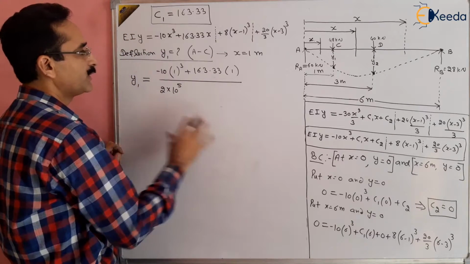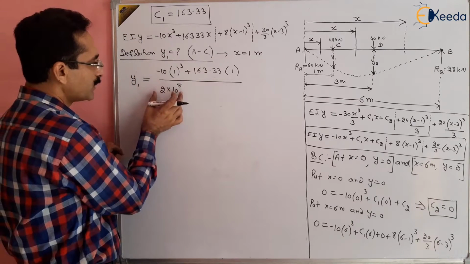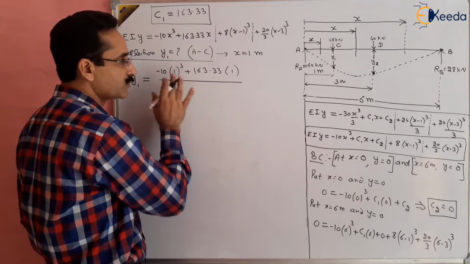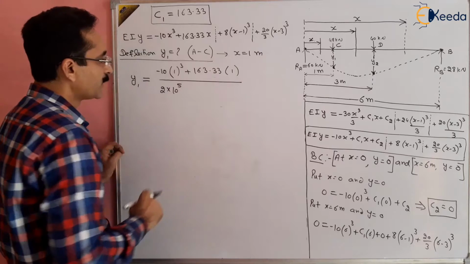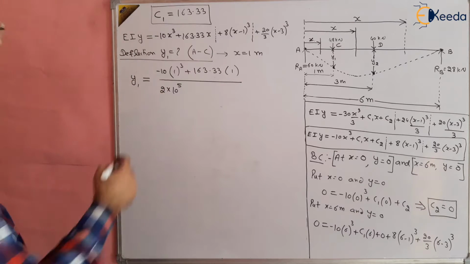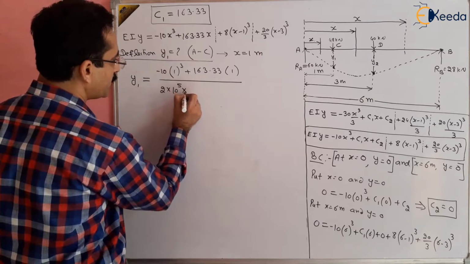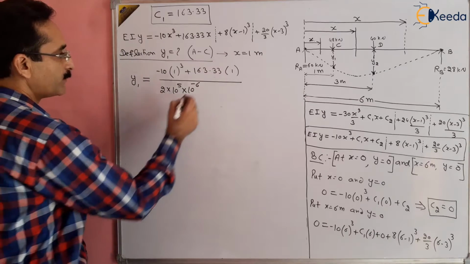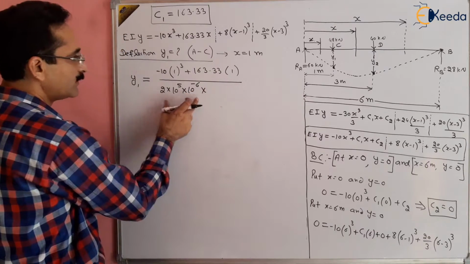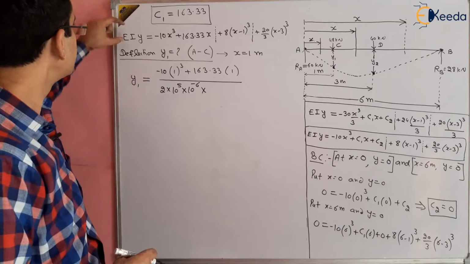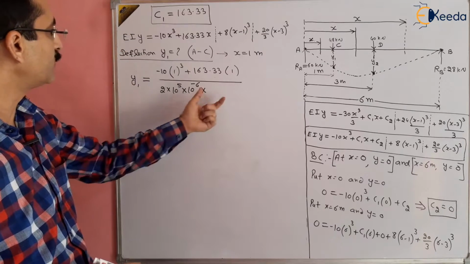So that answer may come in millimeter, or otherwise you can use this 2 into 10 power 5 in Newton per meter square, so that answer may come in meter, right? So 2 into 10 power 5 Newton per millimeter square is there, so you can multiply it by 10 power minus 6, so that answer may come in meters, right? Multiplied by I, this is E, and multiplied by moment of inertia I, because the EI was there, right? This EI is there, which came into denominator.